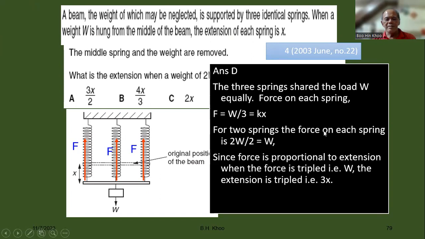For two springs, the force on each spring is? Remember, we remove this one. So now we got two springs. And this is now 2W. So the force on each spring is 2W divided by 2. So it's W. Since the force is proportional to extension, that's your Hooke's law. When the force is triple, there is W. The extension is triple, so 3x.